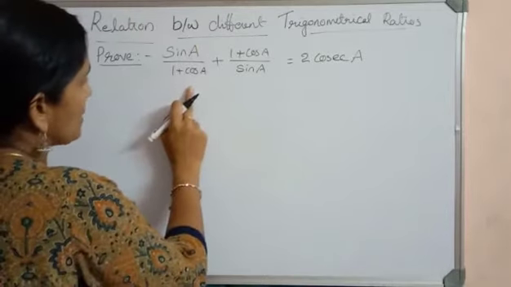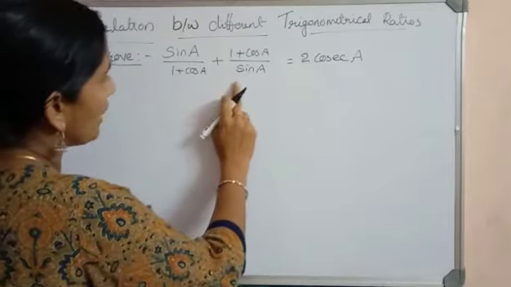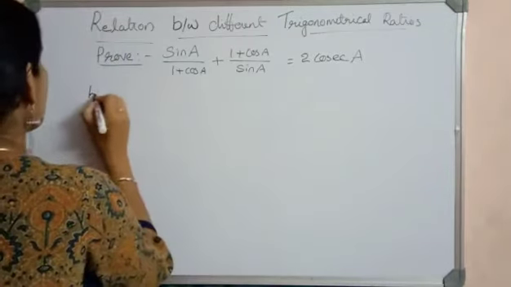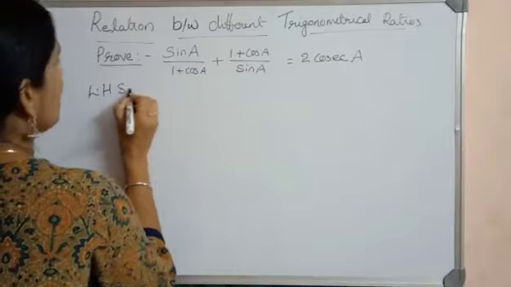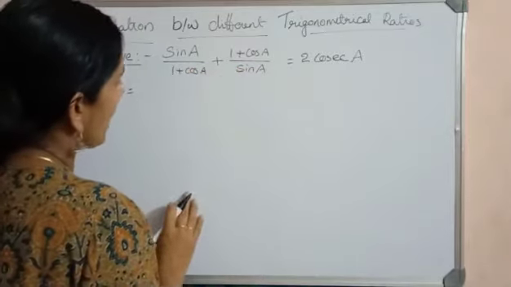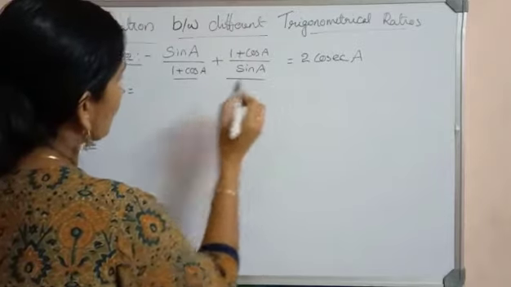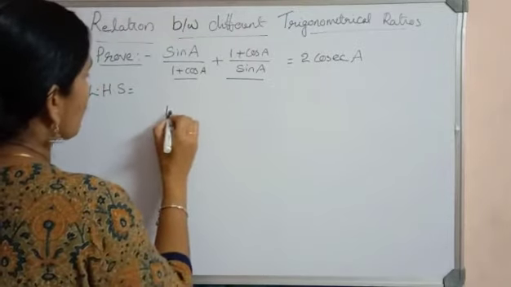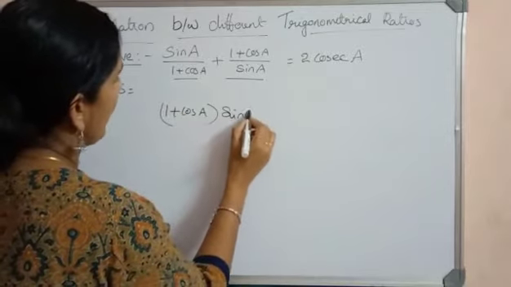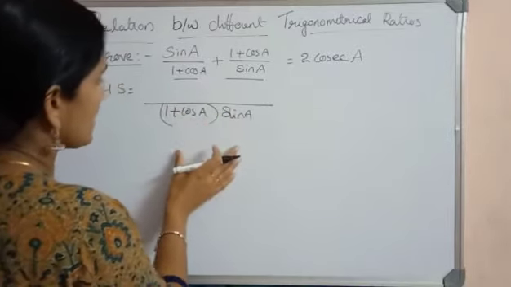Look at the next question. Sin a by 1 plus cos a plus 1 plus cos a by sin a is equal to 2 cosec a. Let's consider the LHS here. So sin a by 1 plus cos a plus 1 plus cos a by sin a. First let's take the LCM of these two. So you get this as 1 plus cos a into sin a. That is the denominator or the LCM.